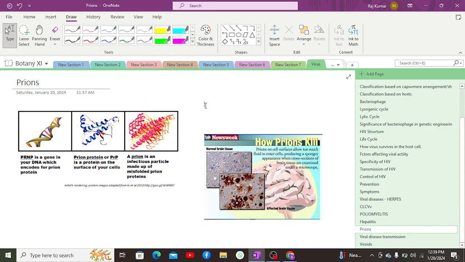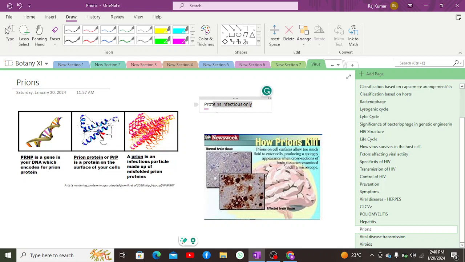Prions are infectious proteins. PR represents proteins, I represents infectious, and on represents only. These are only infectious protein particles without genetic material, either RNA or DNA. No genetic material, no nucleic acid is present. It is only an infectious protein.